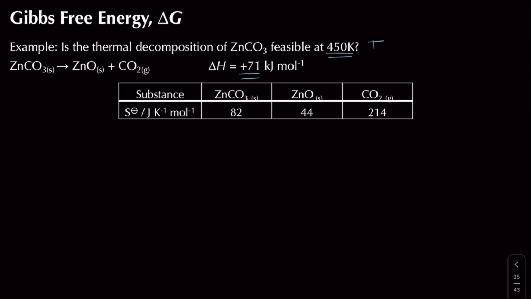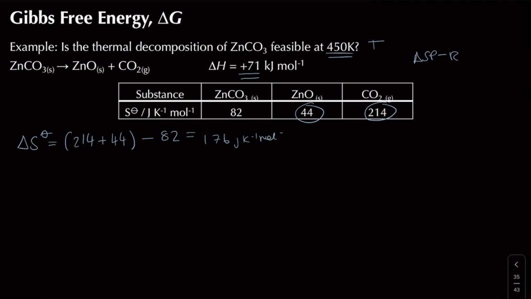Now, to find the entropy change, just as before, we would take our products minus reactants. You're going to take your products, which in this case is going to be carbon dioxide and zinc oxide, one lot of each one. So I've got 214, and then I've got that added to 44. And then I'm going to subtract my reactants, which in this case is zinc carbonate, and that's just going to be a value of 82. Now I put that in my calculator, I end up with 176, and that's going to be joules per Kelvin per mole itself.